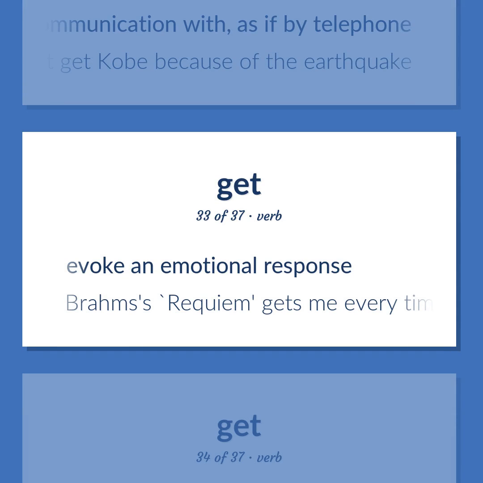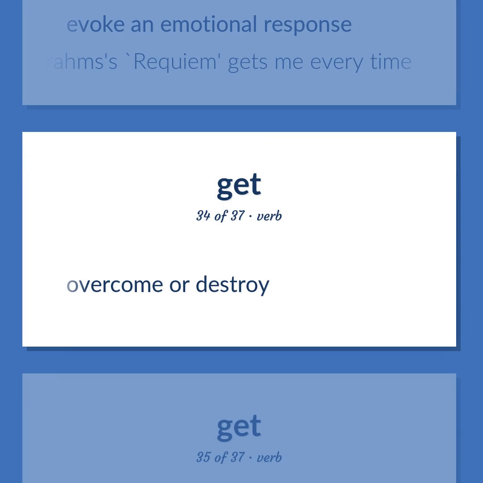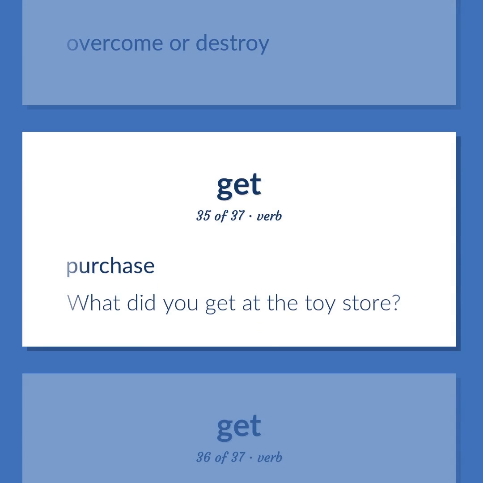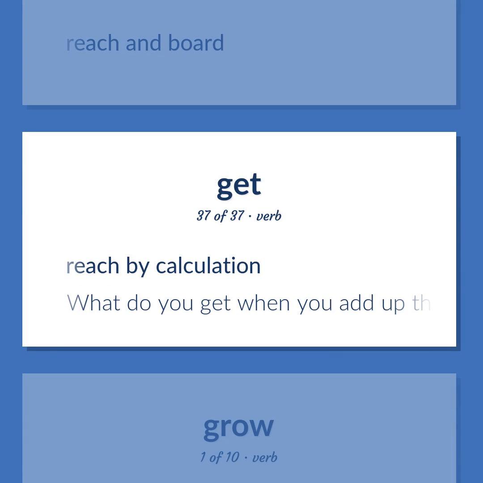Evoke an emotional response. Brahms's Requiem gets me every time. Overcome or destroy. Purchase. What did you get at the toy store? Reach and board. Reach by calculation. What do you get when you add up these numbers?